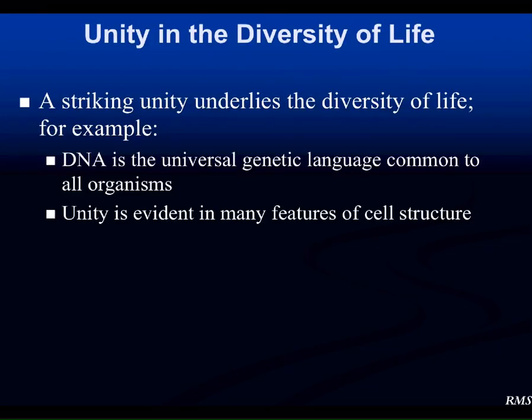Now, even though we have all that amazing diversity on our planet, between all those living things, there's remarkable unity there. So when you look at that underlying unity in the diversity of life, you see things like DNA is the universal genetic language that all organisms have, from bacteria all the way up through animals like humans. So if you take DNA from a bacteria, or DNA from a plant, or DNA from a human, and you insert that into another organism, they can read that DNA because it's the universal language of living things. And then you also see unity in the evidence for features of cells.